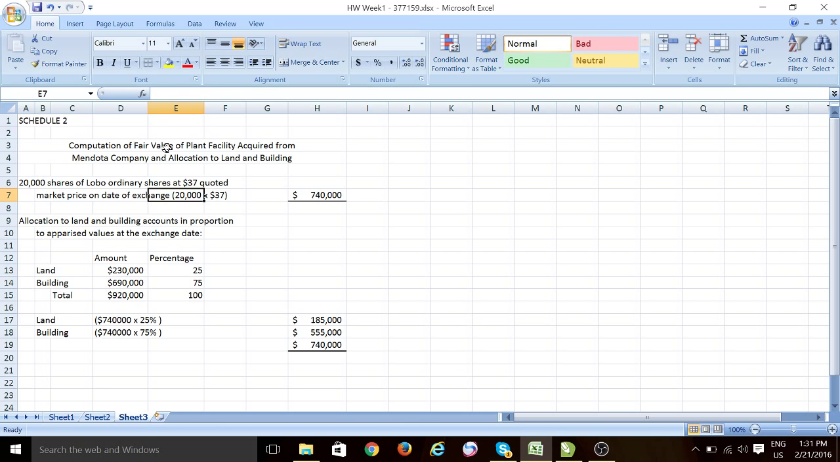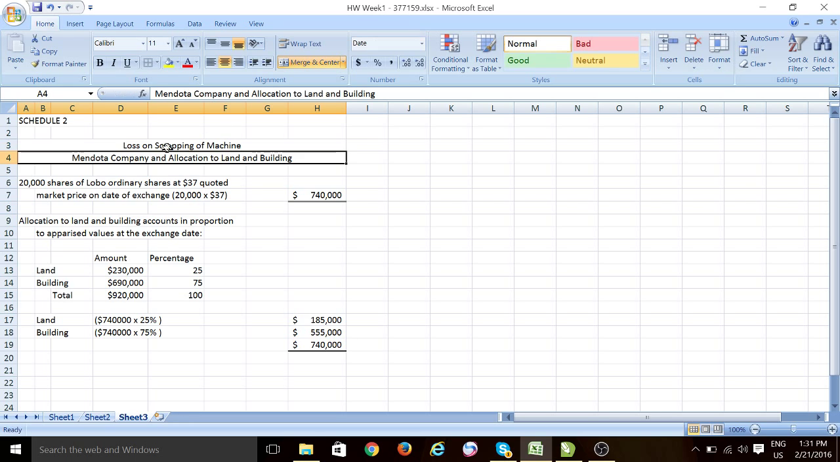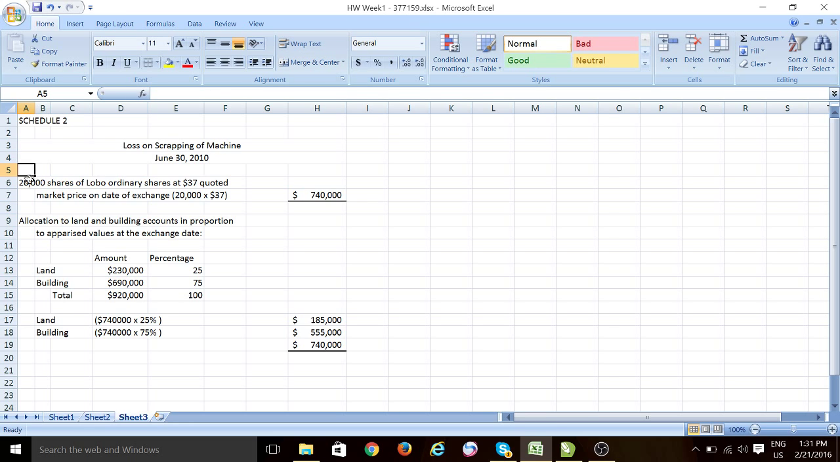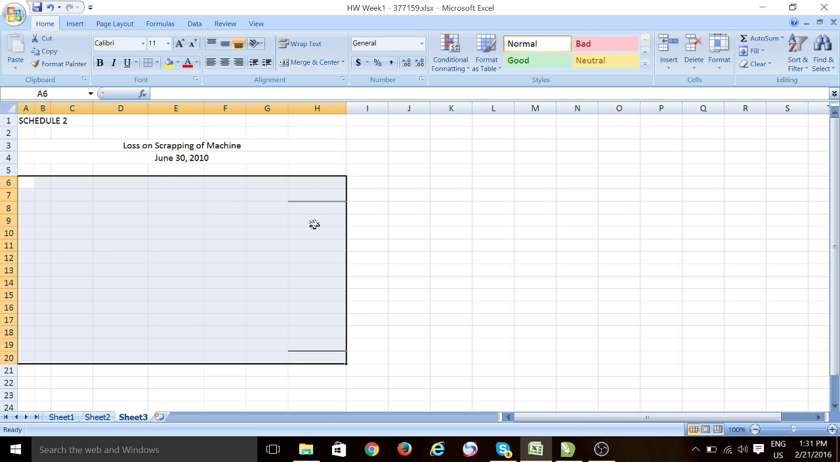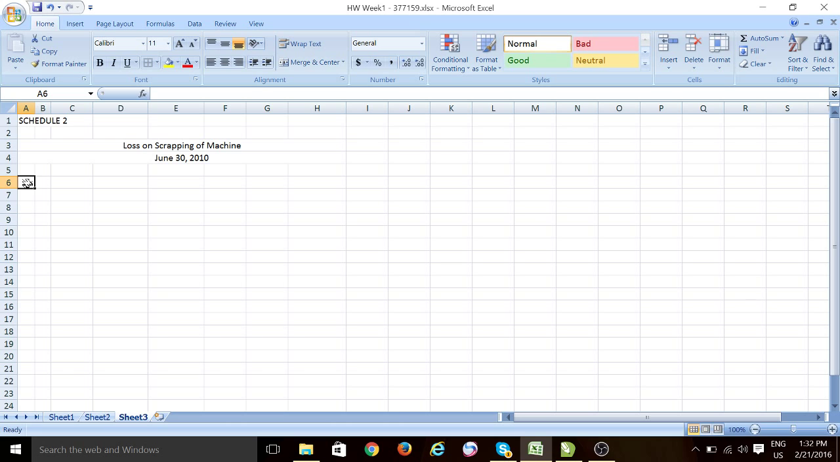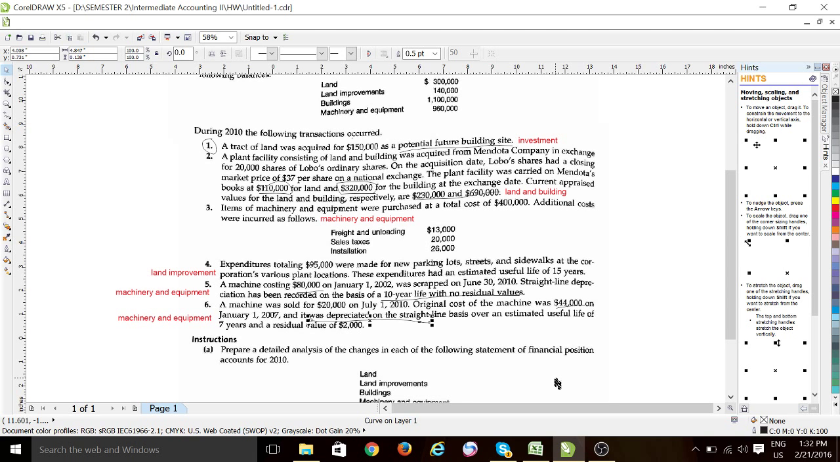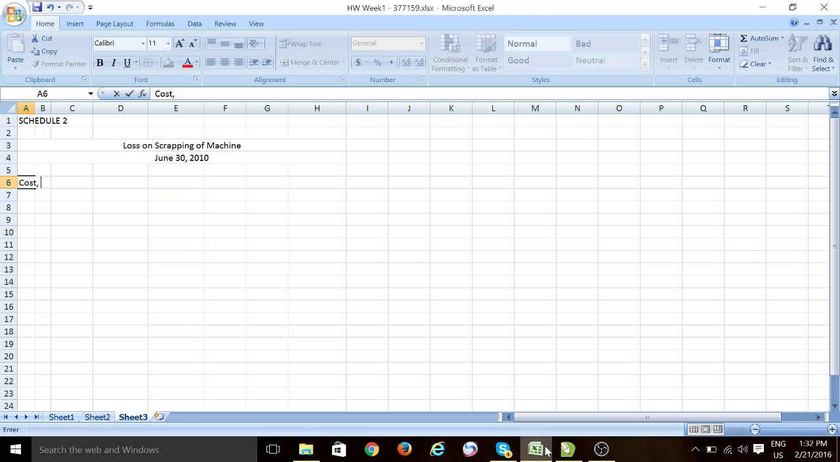On the schedule 2, we are going to calculate the loss on scrapping of machine on June 30, 2010. Okay, for this schedule, we'll begin with the original cost, which is the cost when we bought them, when we acquired them. It's 80,000 on January 1st, 2002.